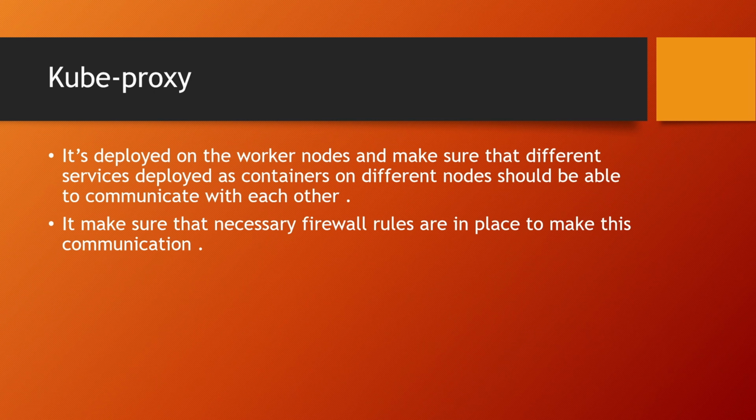It is deployed on the worker nodes and it makes sure that different services deployed as containers on different nodes are able to communicate with each other. Initially, I told you that if you are deploying multiple microservices on your Kubernetes cluster, you have to make sure that you are enabling the communication between all those microservices. But in the case of Kubernetes, everything is done in an automatic fashion. So Proxy is a component that is deployed on all the worker nodes and it is making sure that communication is enabled between all the microservices that are deployed onto your single Kubernetes cluster.